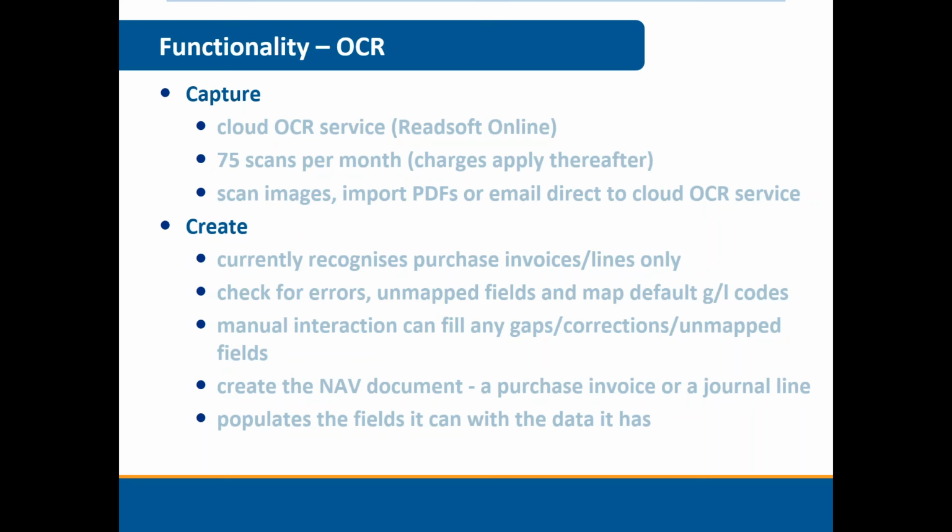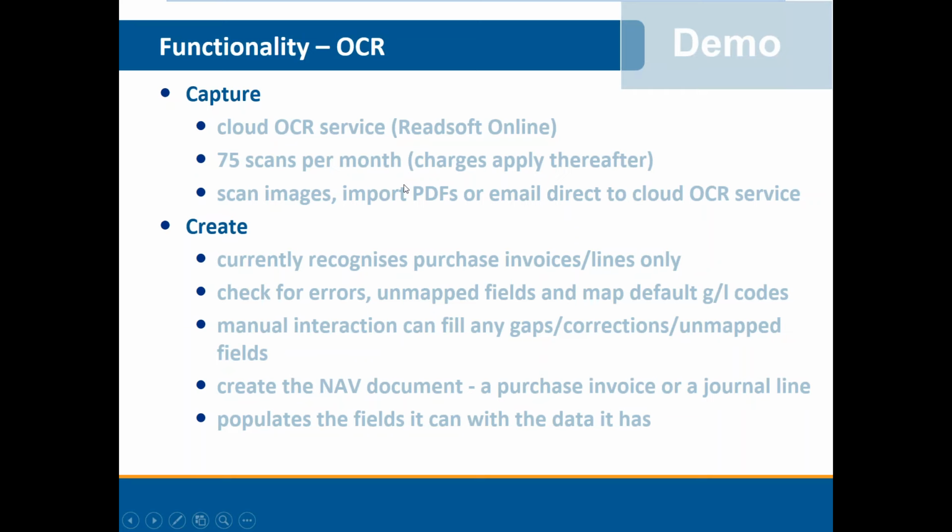to save you from manually entering it. Now, obviously, we can't trust technology completely. So, of course, you've got that manual intervention where you can say, no, that's wrong, or I can see that field isn't mapped, so I've got to put that in myself. But it helps you create the NAV document itself without manual input. Obviously, it can only populate the fields it can with the data it's got and it recognises. So you can obviously supplement that data. You've got total control, in other words, over that transaction. So Gary's going to show us that now.